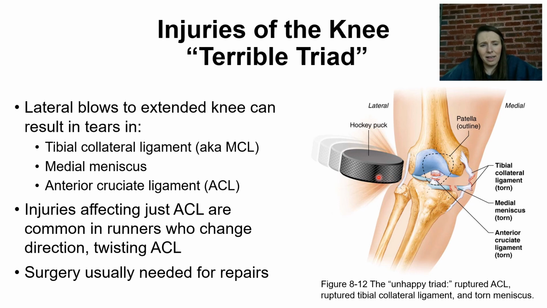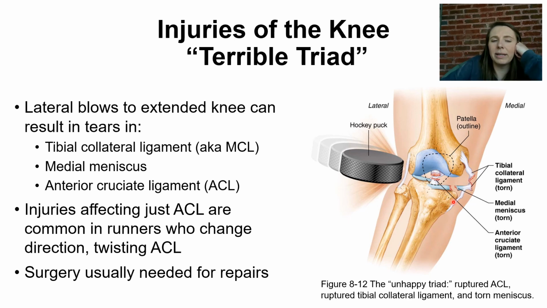Because of the force, this can result in tearing the ACL, the MCL, and the medial meniscus, because all 3 of these structures are attached in some way or another to each other. So if you tear one, you're much more likely to tear the others, especially the MCL and the medial meniscus, because they attach to each other really closely. They're very closely woven together.